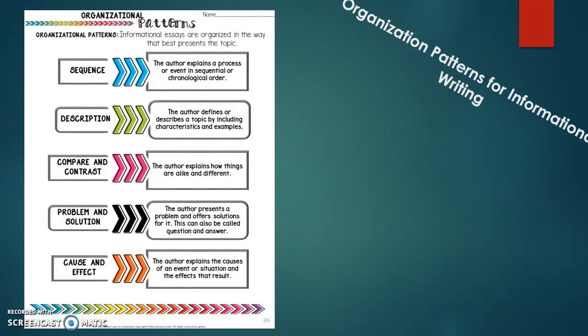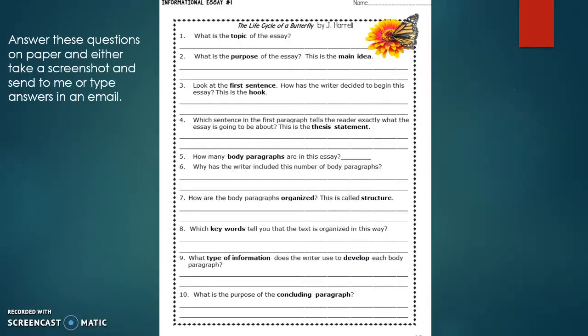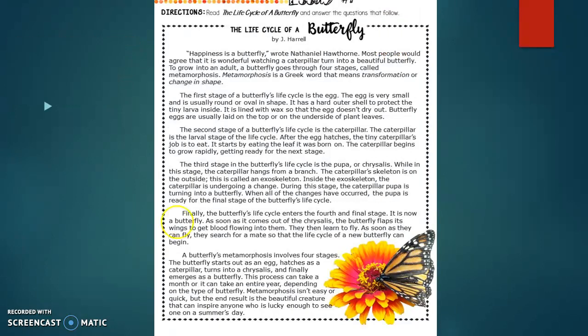So these are our ways to organize your writing. And so the author did it in sequential order, sequencing. They started at the very beginning of the caterpillar's a tiny egg, all the way through the caterpillar becoming a butterfly. So the way this was structured was through sequence. Okay, which keywords tell you that the text is organized this way? So the keywords: first, second, third, finally. That lets us know that this is going in order and it's sequencing.